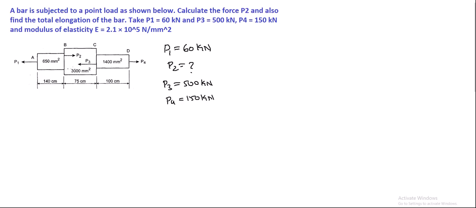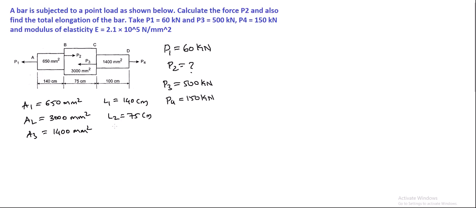We have element AB, element BC, and element CD. Area A1 for element AB is 650 mm square. Area A2 of element BC is 3000 mm square, and area A3 is 1400 mm square, right? And the corresponding lengths, we can take L1 which is 140 centimeter, L2 is 75 centimeter, and L3 which is 100 centimeter, right?